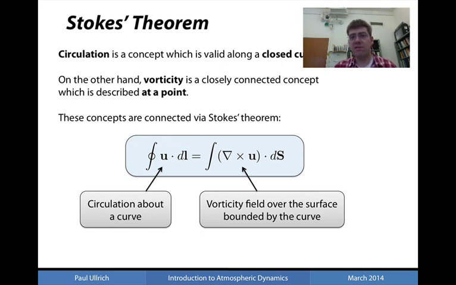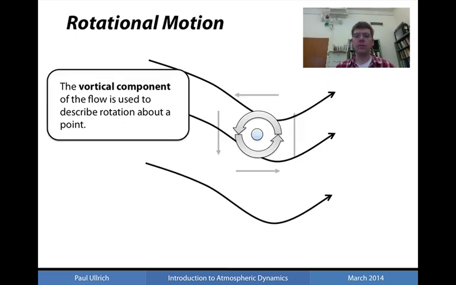These concepts are connected via Stokes' theorem, where we say that the circulation about a curve is going to be equal to the total integral of the vorticity vector field, curl of u, dotted with a surface normal which points perpendicular to the surface being integrated. If this surface, for instance, follows the surface of the sphere, then the dot product is with the normal vector to the surface, or the vertical basis vector. So the vortical component of the flow is used to describe rotation about a single point. Consequently, you can say at a single point how much of the fluid is circulating about this point.